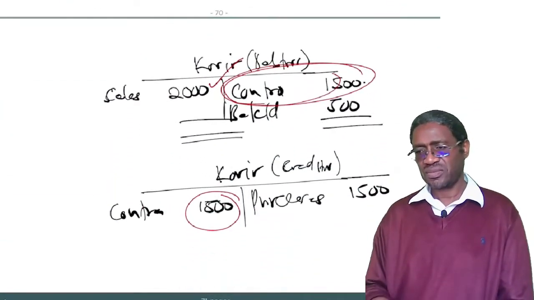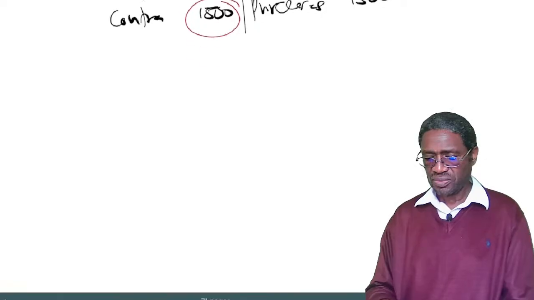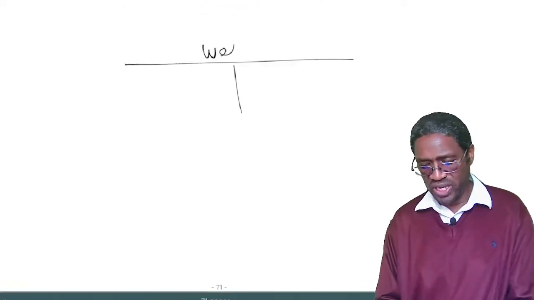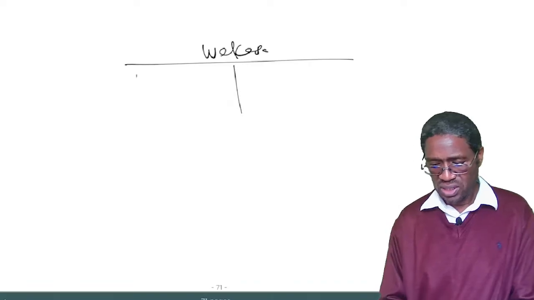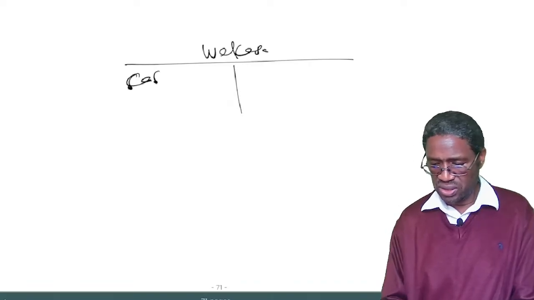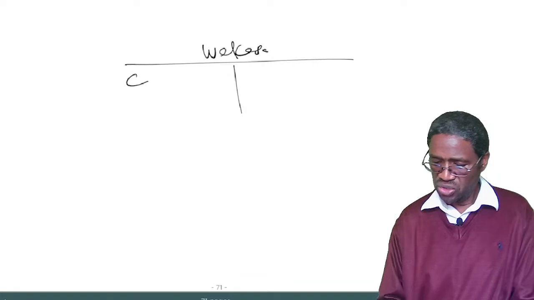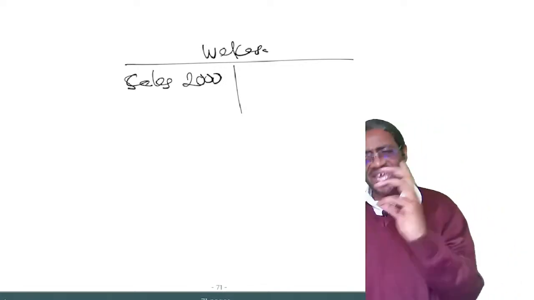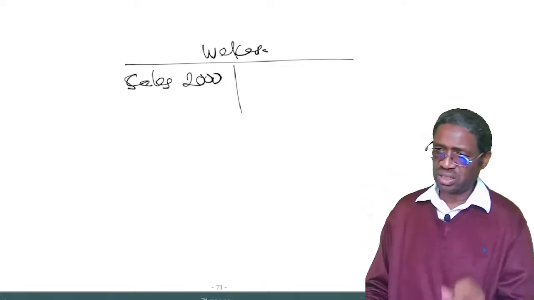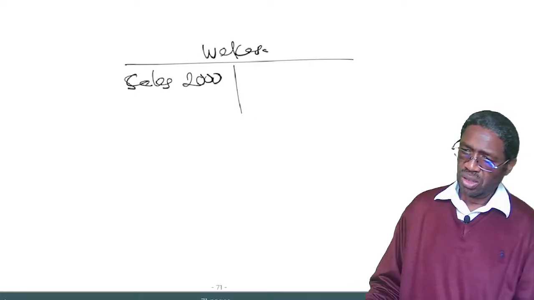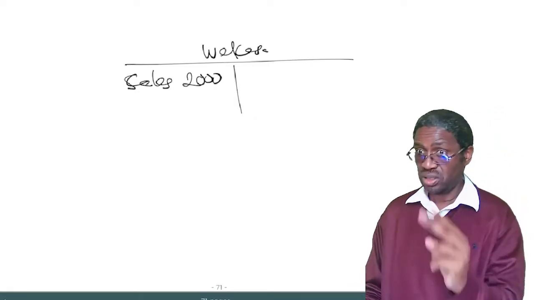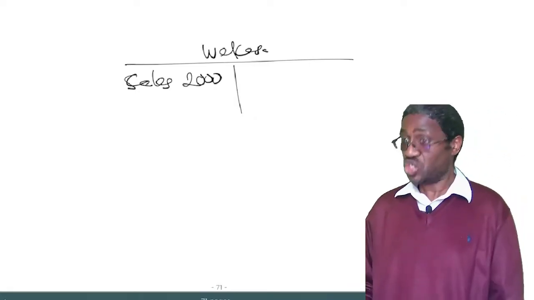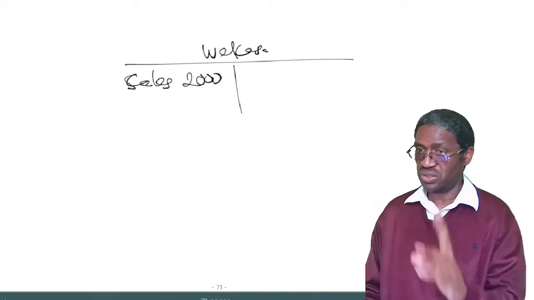Last year, another illustration. Last year, I sold goods to Wekesa. Sales. We sold goods to Wekesa for sales, shillings 2,000. Wekesa gave us a check of shillings 3,000.